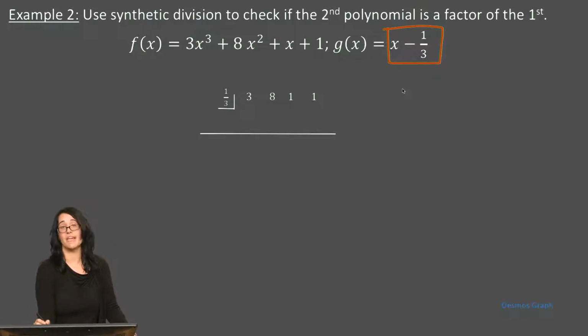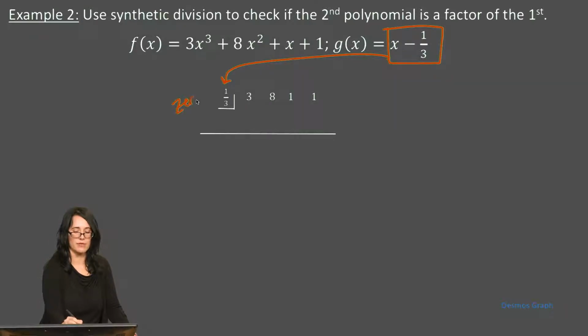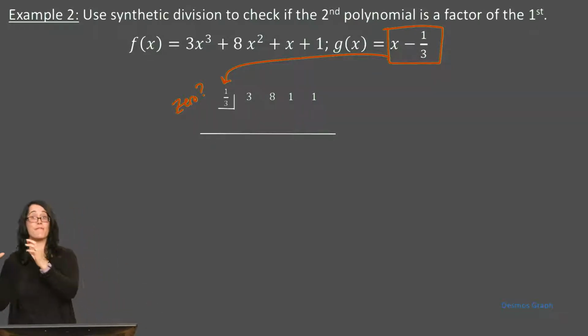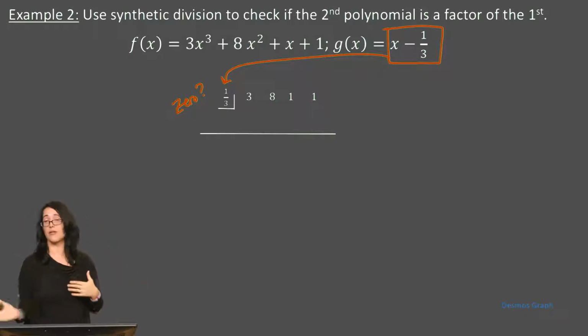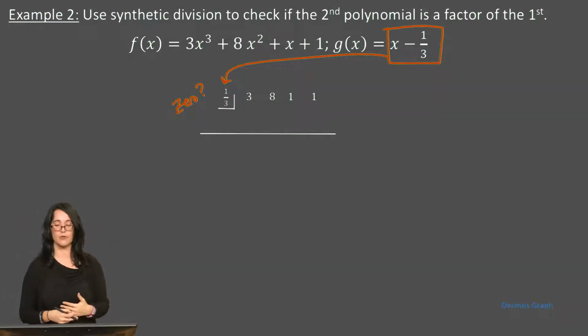So if we're checking if x minus 1/3 is a factor, aren't we really checking if this is a 0? And by this I mean 1/3. Because the factor theorem said that if x minus c is a factor of your polynomial, then c is a 0. And again, that's because you're solving for x when you set it equal to 0. Let's repeat the algorithm, shall we?